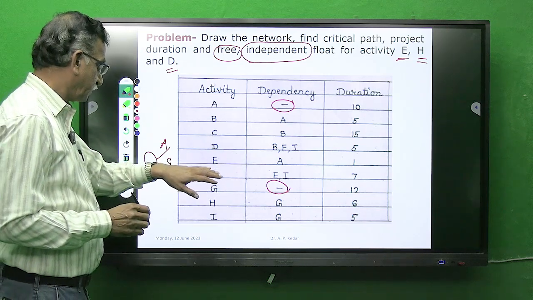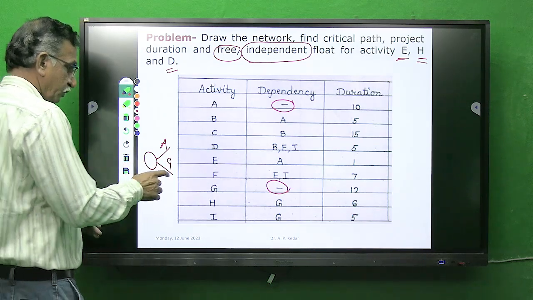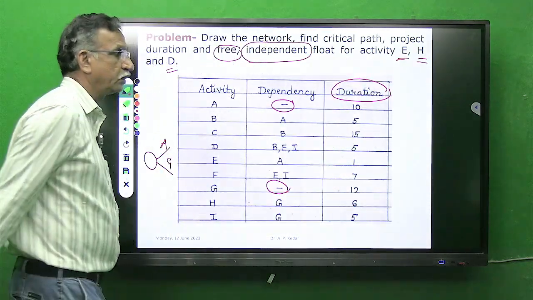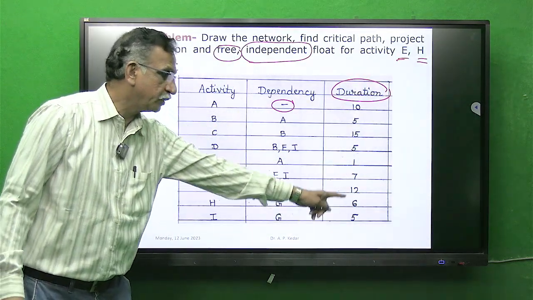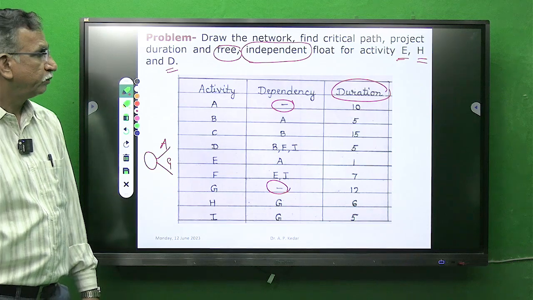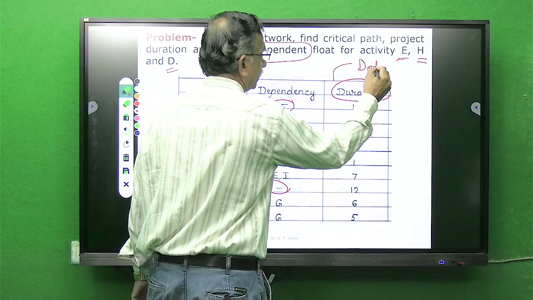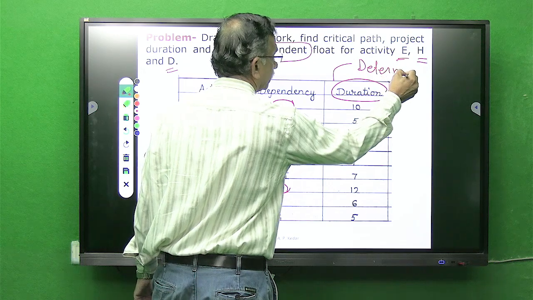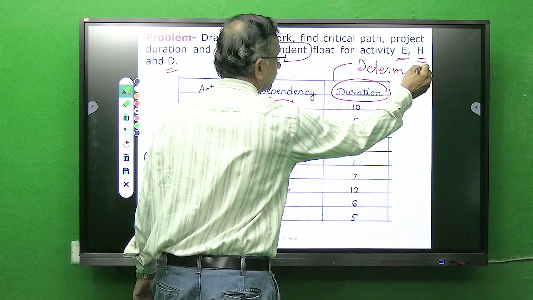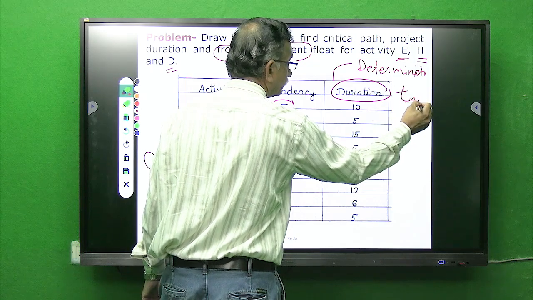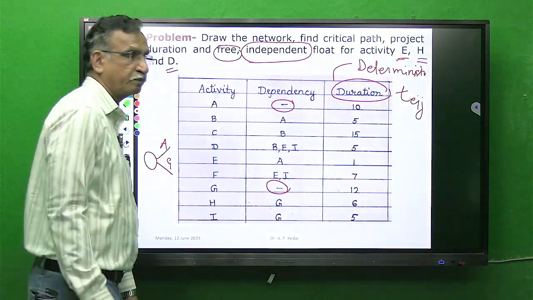Now here you can see the time duration is a single parameter, meaning this is deterministic. This time is deterministic, meaning this itself is the value of TEIJ.